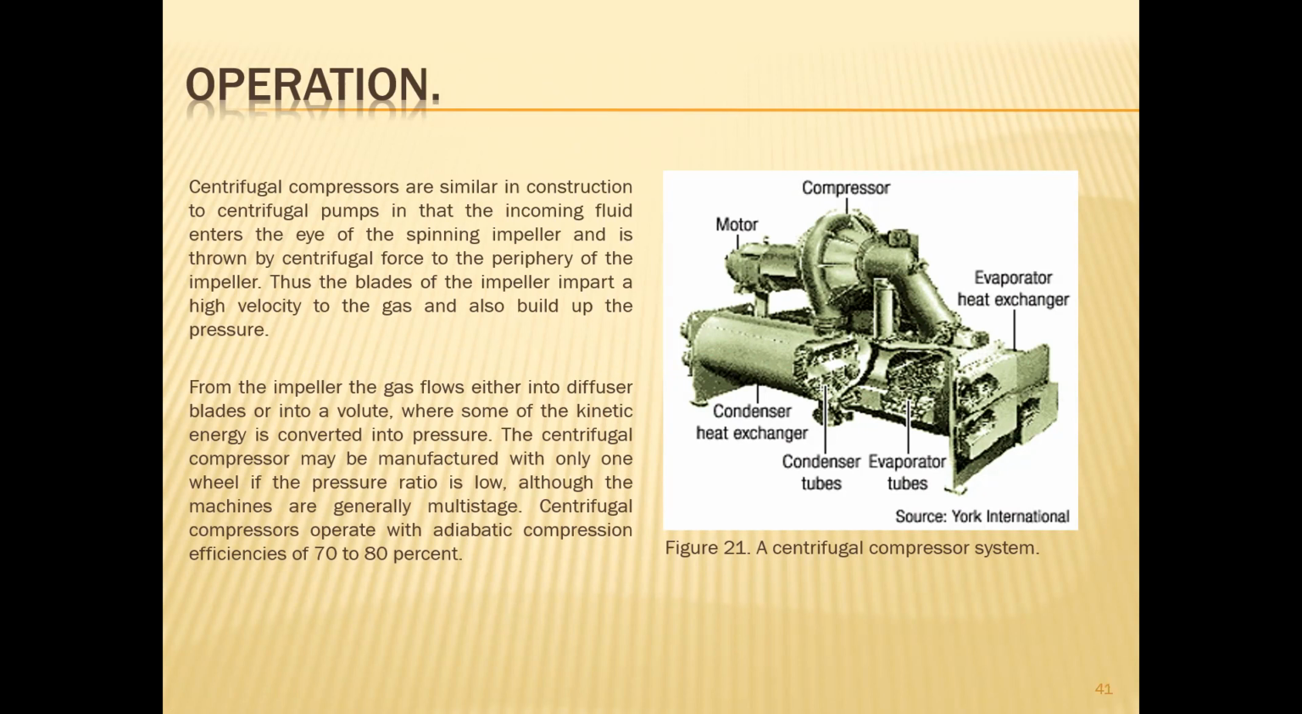From the impeller, gas flows either into diffuser blades or into a volute, where some of the kinetic energy is converted into pressure. The centrifugal compressor may be manufactured with only one wheel if the pressure ratio is low, although the machines are generally multi-stage. Centrifugal compressors operate with an adiabatic compression efficiency of 70 to 80%.